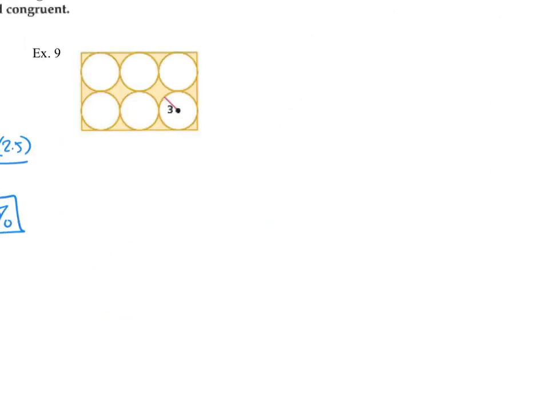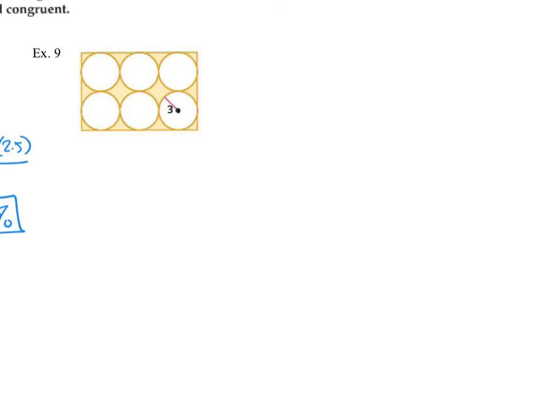Okay, and then last but not least, let's find the probability that a point chosen at random in this rectangle is going to be in the shaded part. Remember, the direction said to assume that shapes that appear to be congruent really are congruent. So these are all congruent circles. To find the area of the shaded part, we'll find the area of the rectangle, and then we'll subtract the areas of 6 circles.